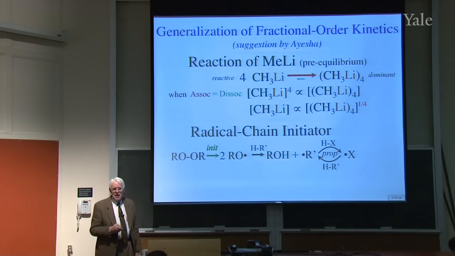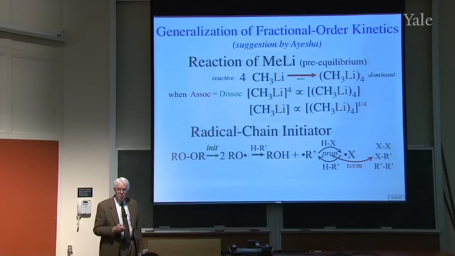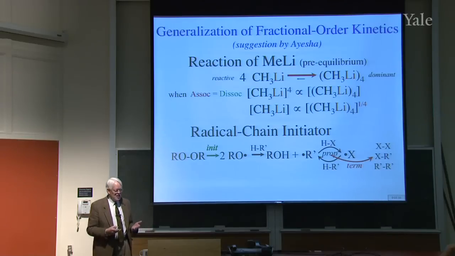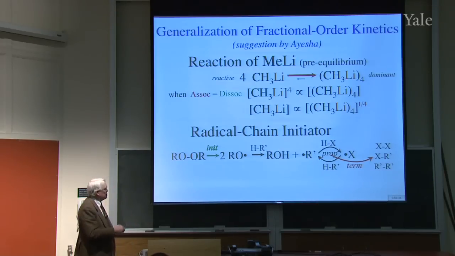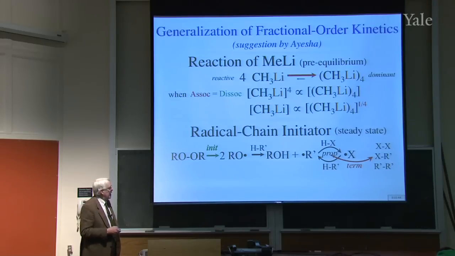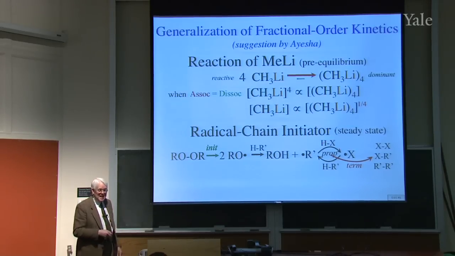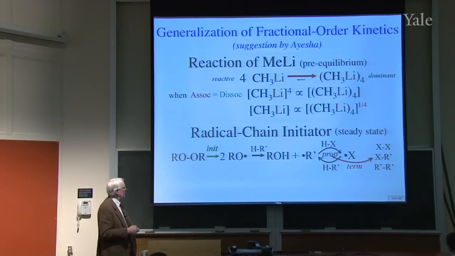But ultimately, the chains are destroyed by two radicals getting together in the termination process, either forming X-X or X with R or R with R. So at first glance, this doesn't look very similar to the equilibrium on the top. This isn't an equilibrium at all, right? You're not going back to the starting material. You're not getting back to the peroxide. So this one is an example of a steady state instead of an equilibrium.